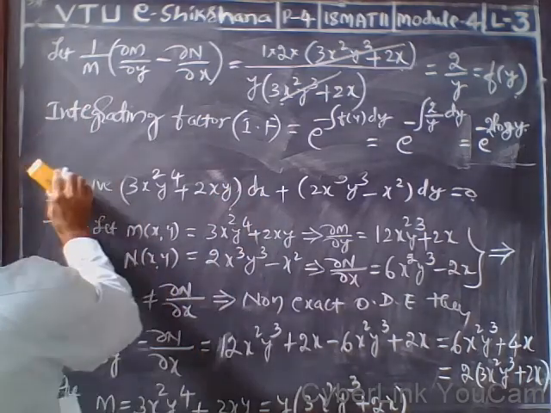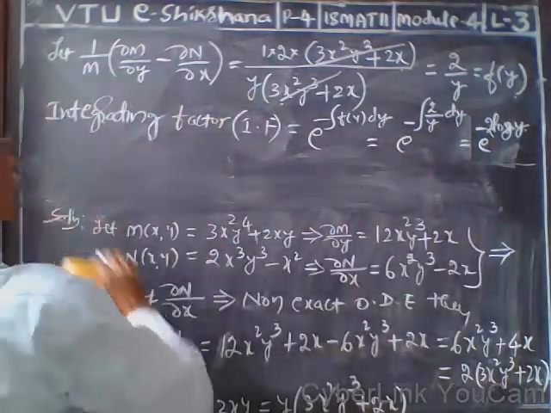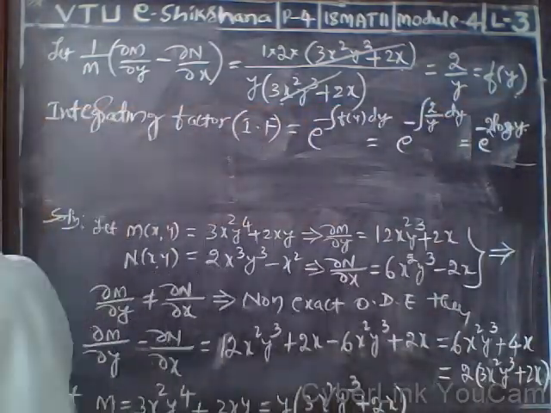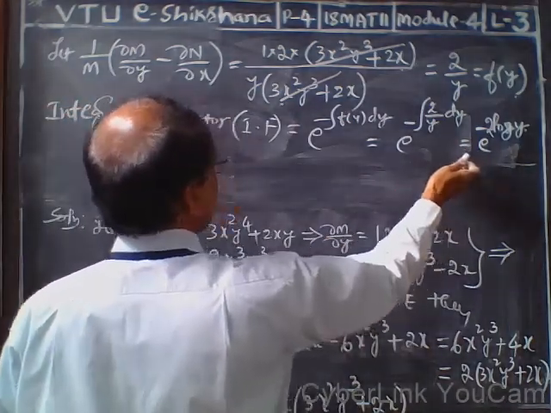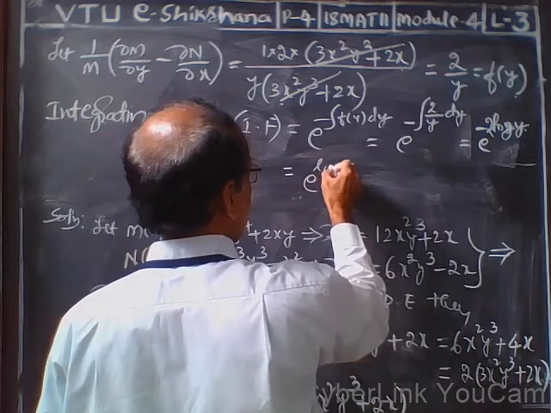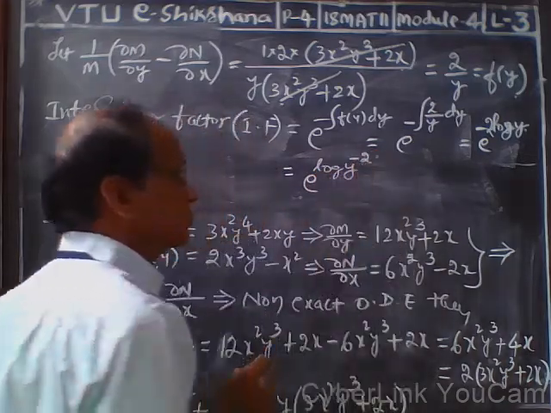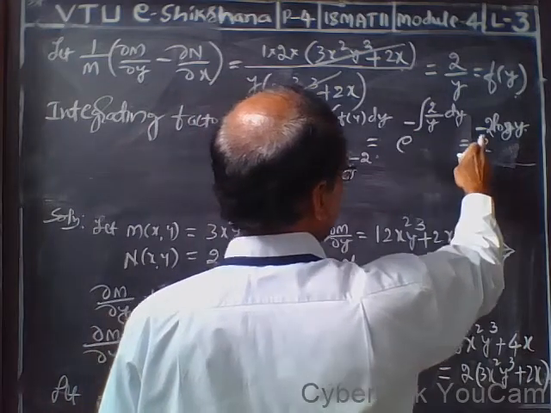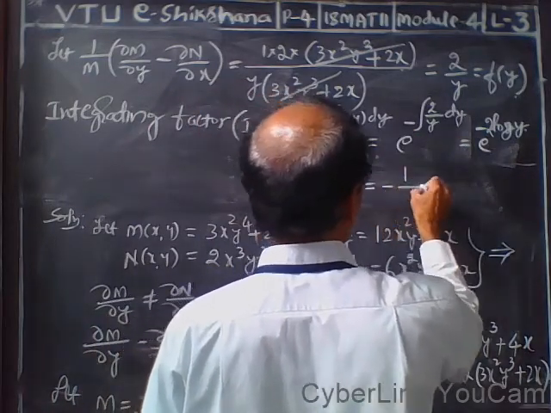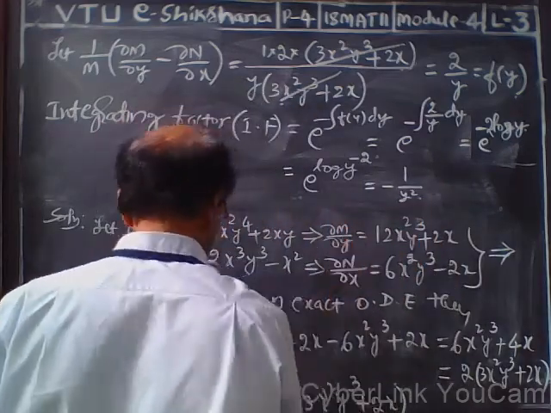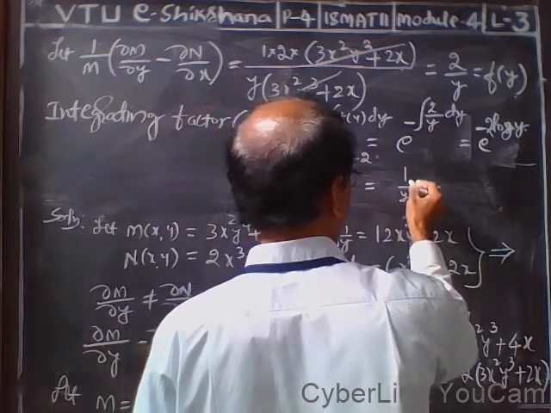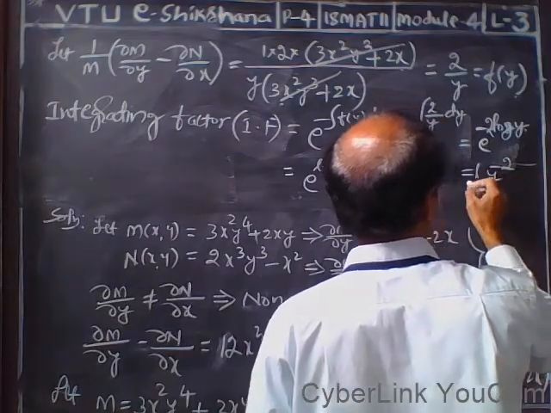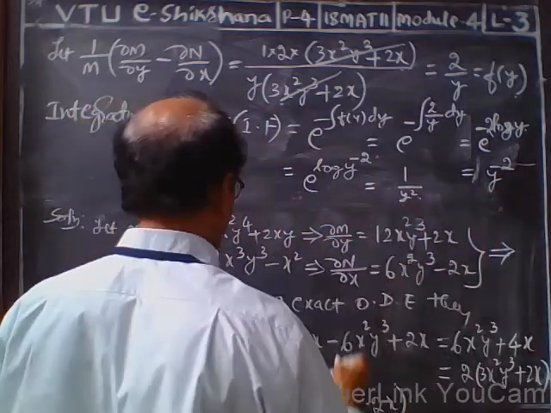Okay. Then what you are getting? You have to multiply the integrating factor to the differential equation so that it becomes an exact differential equation. Then further simplification gives e to the power log of y to the power minus 2. That is y to the power minus 2, that becomes 1 by y square. Therefore, y to the power minus 2, you can take it as 1 by y square.